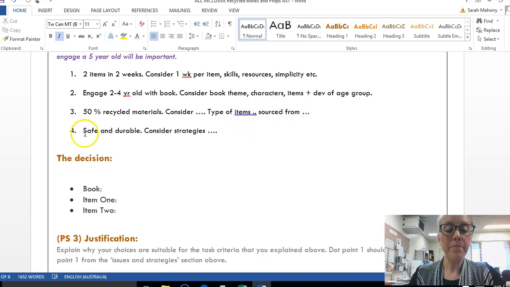All right, number 4, you need to make items that are safe and durable so that they're not just used once and then thrown out because they're dangerous or they've fallen apart. So a sentence saying that your items must be safe and durable.